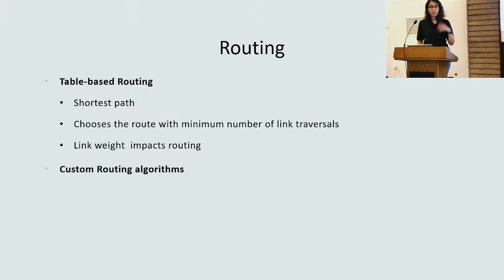The other thing is your routing algorithms. The main routing algorithm that you can use for both simple network and Garnet is the shortest path. You go to your network, you can assign weights to the links, and you always go through the path that has the lowest weight and the lowest number of hops. That's your simple shortest path. And for Garnet, you can also specify custom routing algorithms. This can be an adaptive routing algorithm that takes into account the size of the queues in your routers as well as the shortest path.